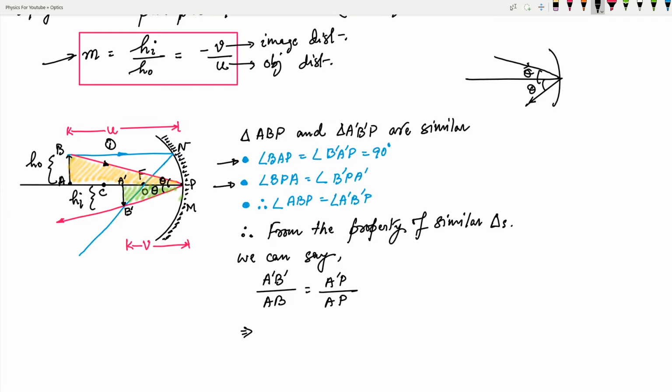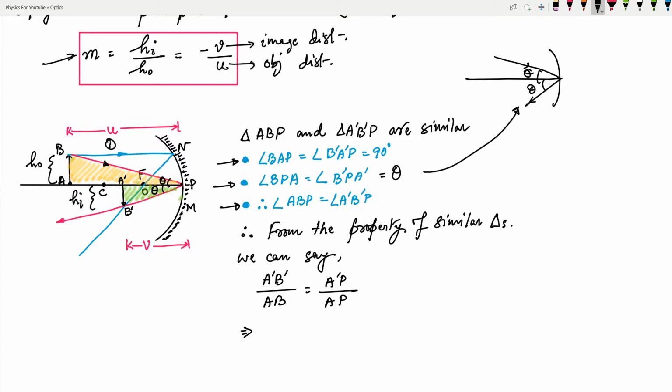You can pause the video and analyze that. Okay, so it will be equal. From the ray diagram you can see that both are theta, according to this law. The third is very easy. If these two angles are equal, then the third angle has to be equal. So from this we can prove that these two triangles are actually similar.